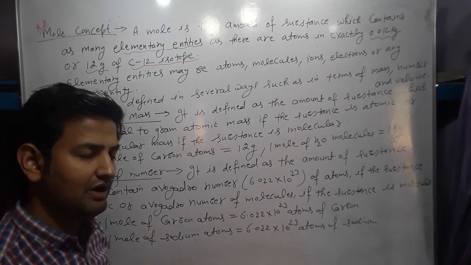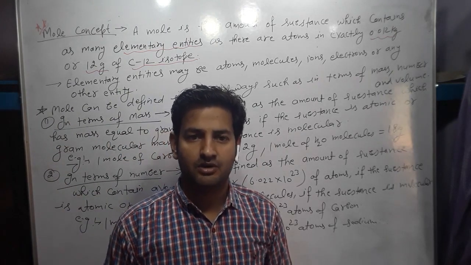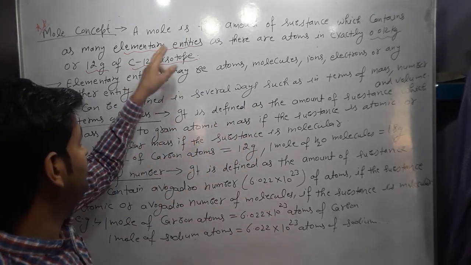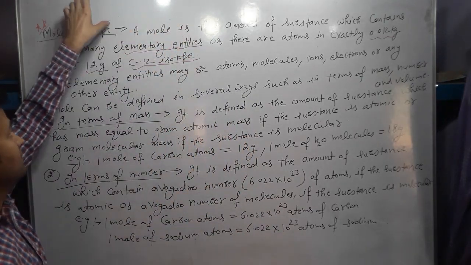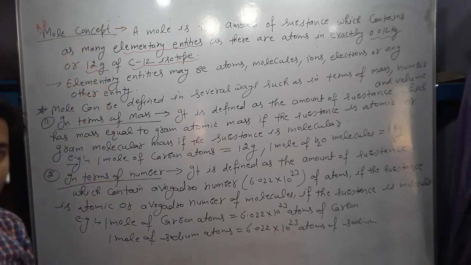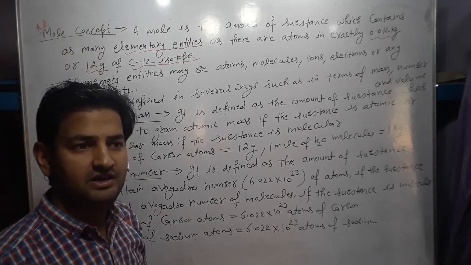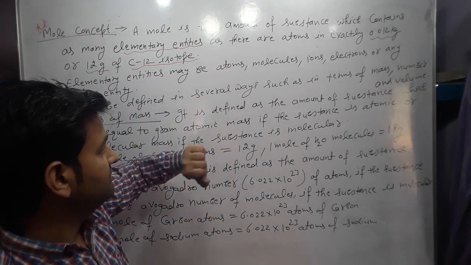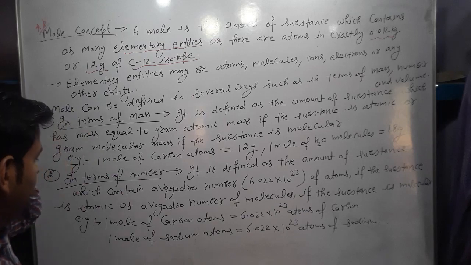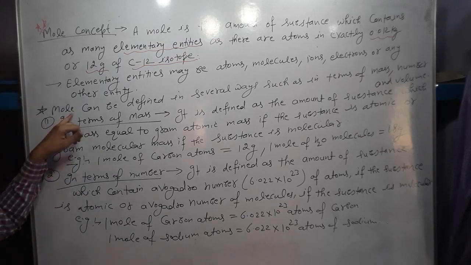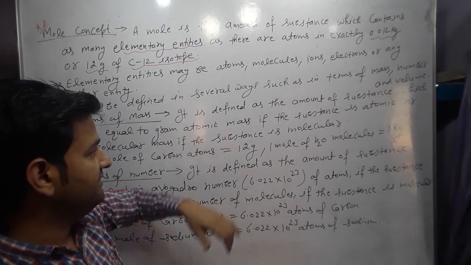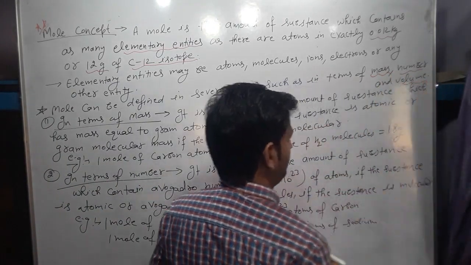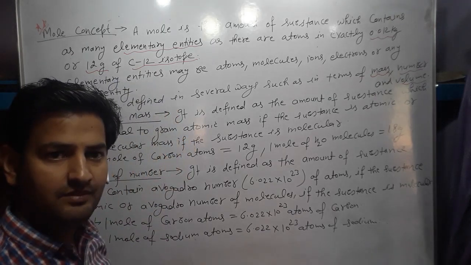It means in the 12 gram of the carbon, the number of atoms, molecules or ions which are present, these are called elementary entities. That term is known as the mole. It means mole is simply a quantity which can be represented in terms of number, mass as well as volume. So the next point is, mole can be defined in several ways. Several ways means in terms of mass, number and volume. There are three definitions of the mole.